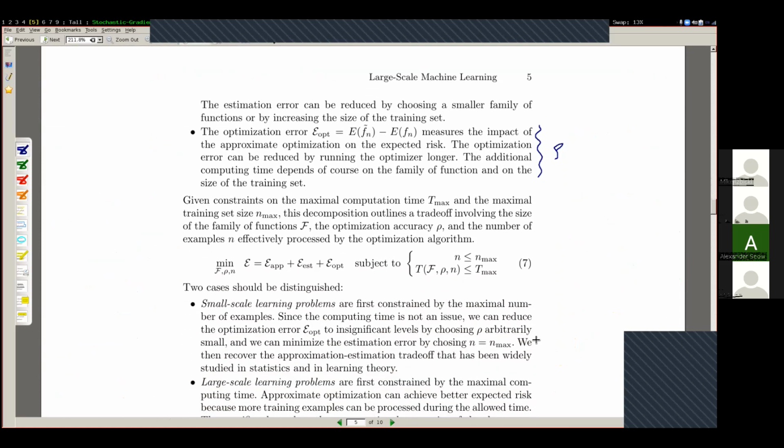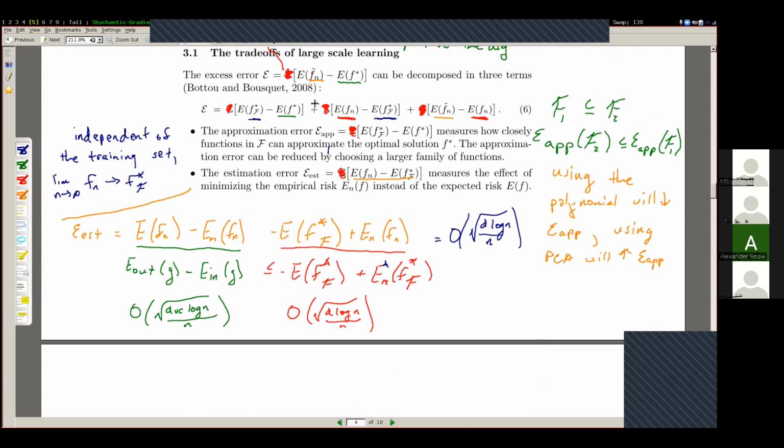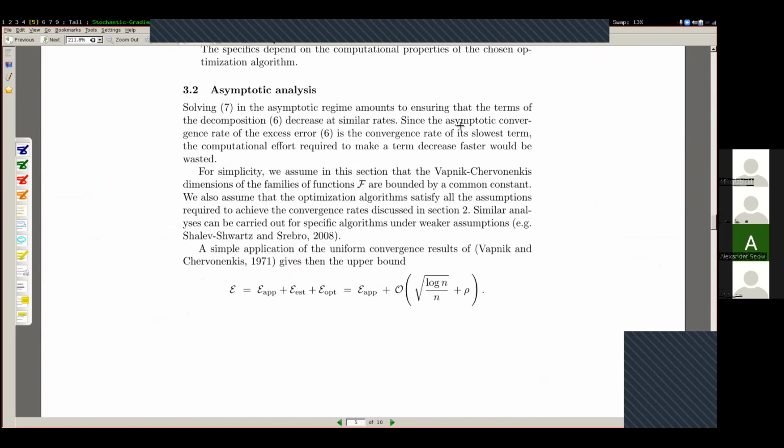And the key idea of this paper is that now we have somehow broken out our excess error. Fundamentally we want our excess error to be small. But this paper was the very first one to include this optimization term inside of this excess error. People were talking about this VC dimension trade-off before, like we've been talking about. But before 2007, nobody was talking about this optimization term and how it affected us statistically.